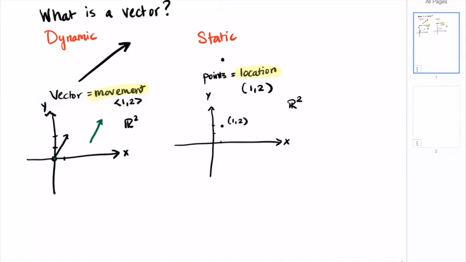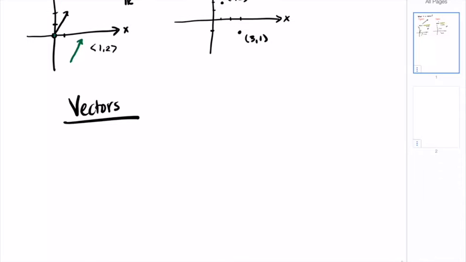Whereas if I try to move a location, as soon as I consider a different location, I have to have a different coordinate for it. So this one, even though it looks the same, it's just a dot, my coordinate is (3, 1). Whereas if I bring this down here, it's still the same vector. This is still <1, 2>. There's no difference. So vectors versus points.